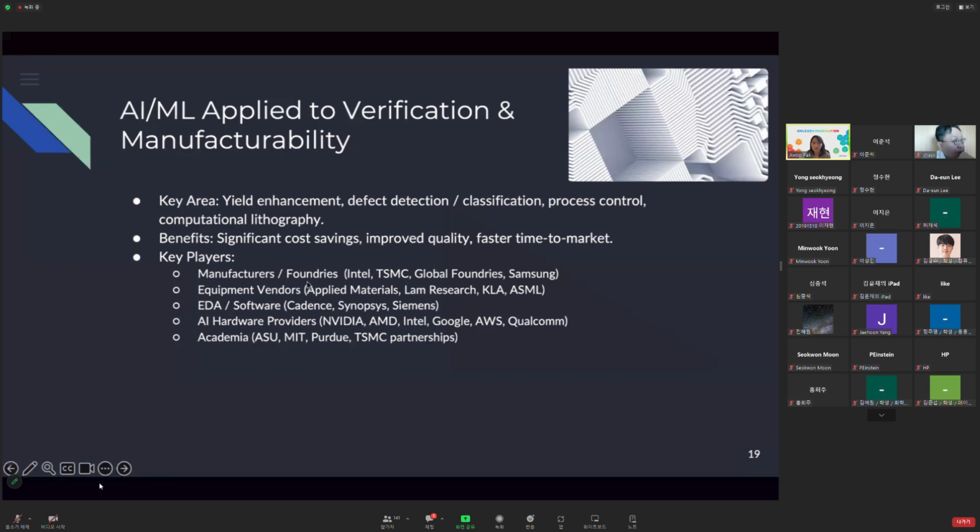And key players. So probably you've heard foundry names such as TSMC, Samsung, GlobalFoundries, Intel. Intel also has their own foundry. Equipment vendors, so they supply the equipment to the foundries, like Applied Materials, Lam Research, and so on. EDA or software, so Cadence, Synopsys, Siemens, those are the 3 major EDA vendors. And hardware providers like NVIDIA, AMD, Intel, Google, Amazon, and Qualcomm. And academia, there are many other academia interested in this field.